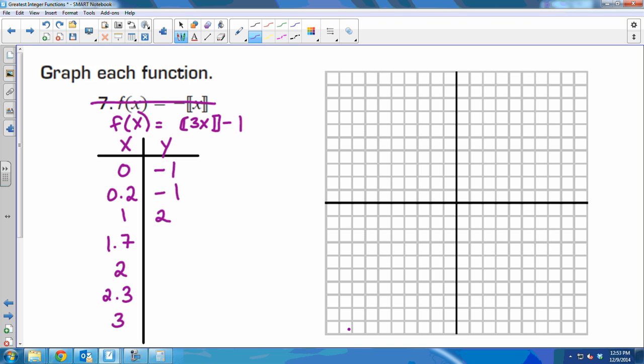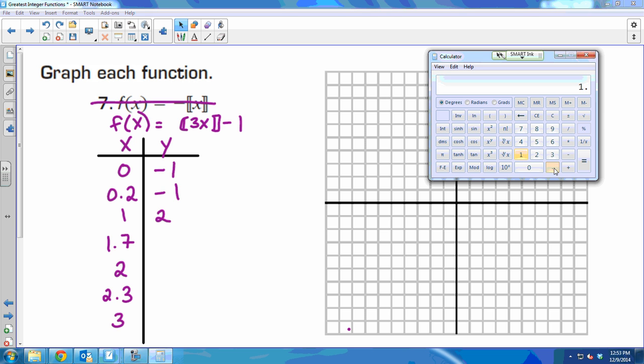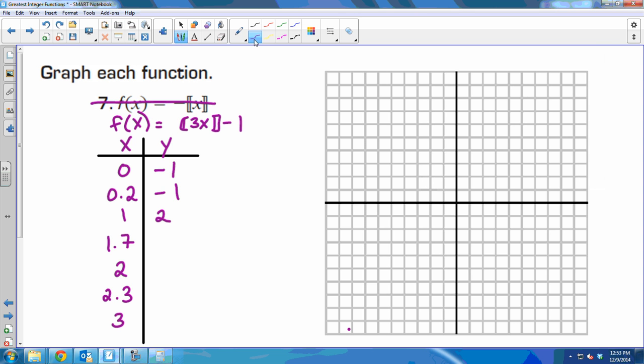You should look at them so make sure you have the same pattern. 1.7 times 3. That might get tricky, right? 1.7, I know. It's 5.1. The greatest integer not greater than 5.1 is 5, and 5 minus 1 is... So this is going to get tricky. You have to look at some stuff going on.